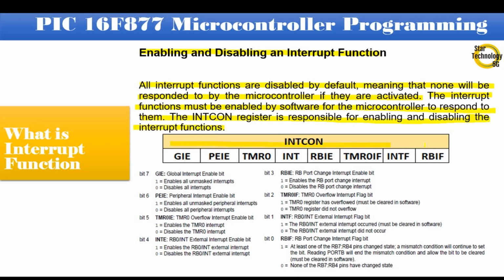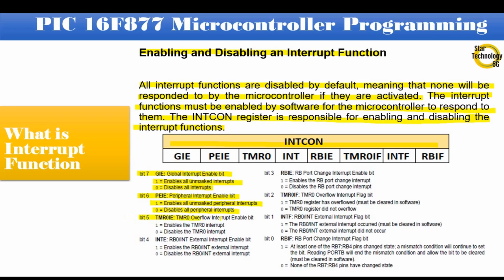Here is the INTCON register. Bit 7, GIE, Global Interrupt Function Enable Bit. 1 enables all unmasked interrupt functions. 0 disables all interrupt functions. Bit 6, PIE, Peripheral Interrupt Function Enable Bit. 1 enables all unmasked peripheral interrupt functions. 0 disables all peripheral interrupt functions.